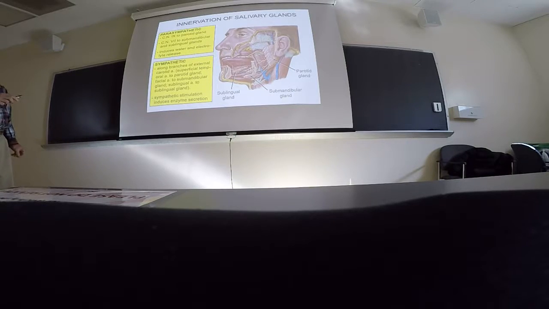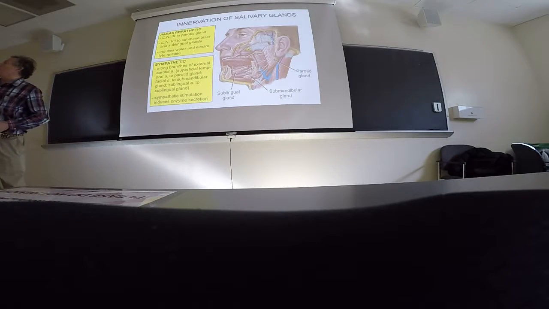Salivary glands release water and electrolytes. It turns out these glands seem to have both sympathetic and parasympathetic innervations. As you recall from the other day, the sympathetic innervations travel with the blood supply. So they're traveling with the external carotid to all these various arteries to these various glands, and they stimulate enzyme secretions.